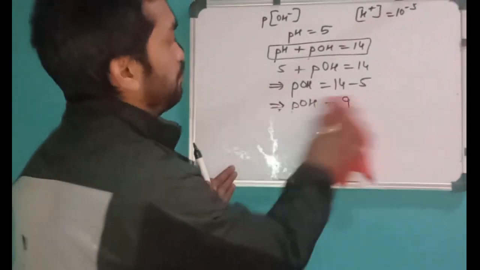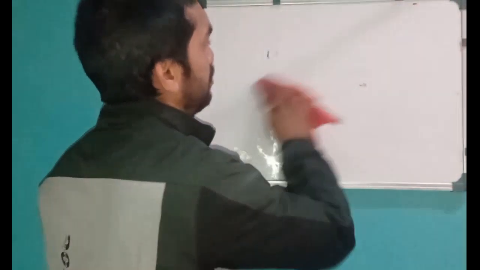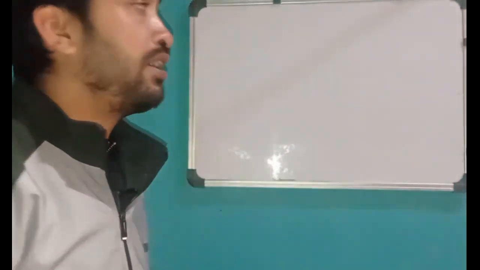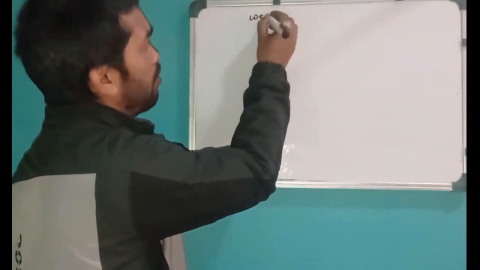Now, sometimes we are using indicators. What are indicators? Indicators are weak organic compounds.